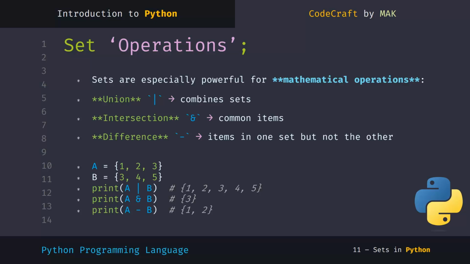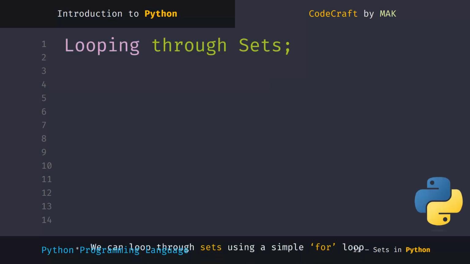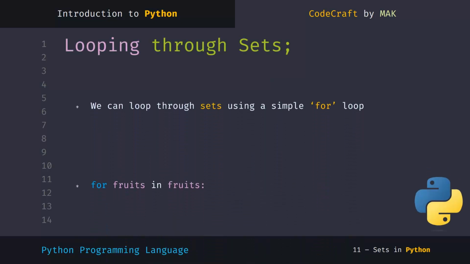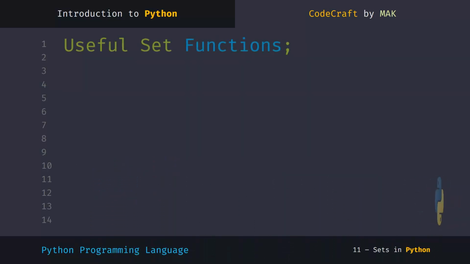We can loop through sets using a simple for loop. For example, for fruit in fruits, print fruit. Remember, the order may not be the same every time because sets are unordered.